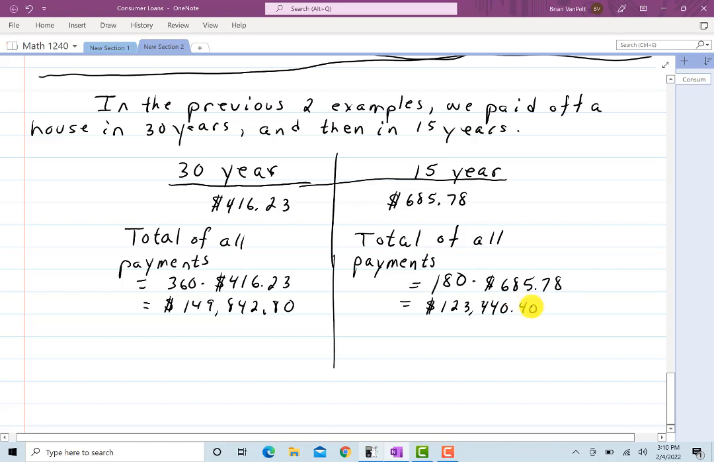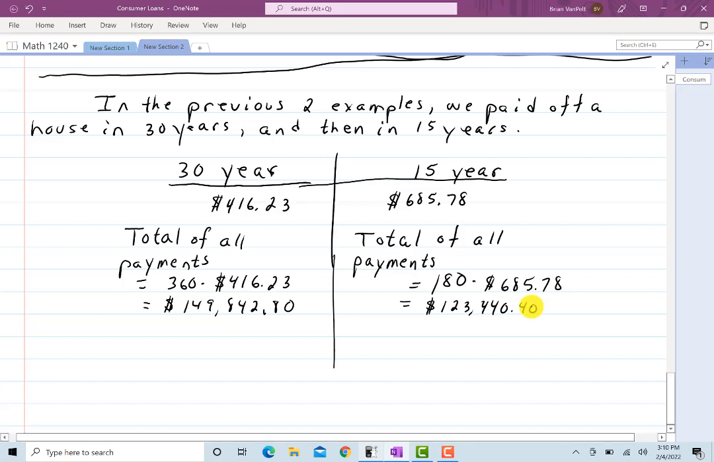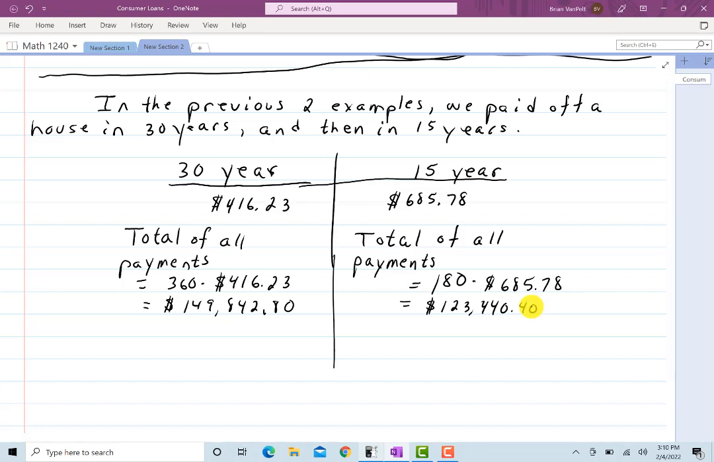So this time, in paying it off in 15 years, you've paid $23,440 in interest, whereas before you paid $49,000. So by paying it off in 15 years, you saved somewhere over $26,000 doing that.